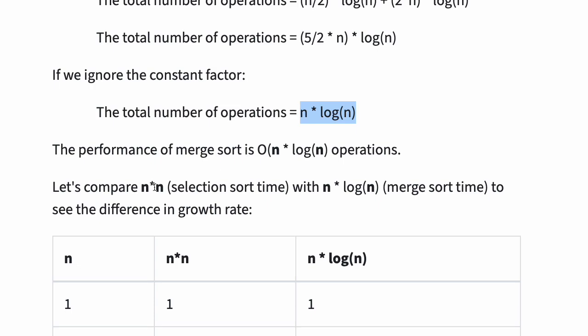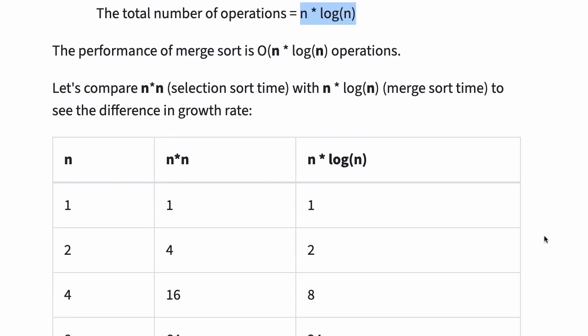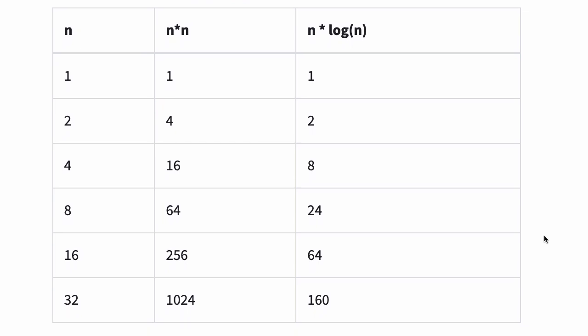Let's compare n times n, which is selection sort time, with n times log n, which is the merge sort time, to see the difference in growth rate. As we can see, by the time we get to 32 elements, the n times n algorithm takes 5 times longer than the n log n algorithm. The actual difference was smaller due to constant factors, but we can still expect selection sort times to grow at a faster rate than merge sort times. Thus, when we need to sort many elements, we should choose merge sort.